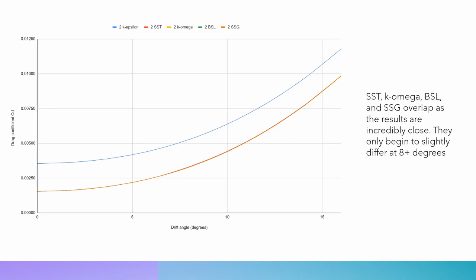Next, we see the drag coefficient against drift angle, but for different turbulence models on configuration 2. SST, K omega, BSL, and SSG turbulence models all give very similar results as seen here, only slightly differing at 8+ degrees. K epsilon is the only model that differs due to its handling of wall functions.